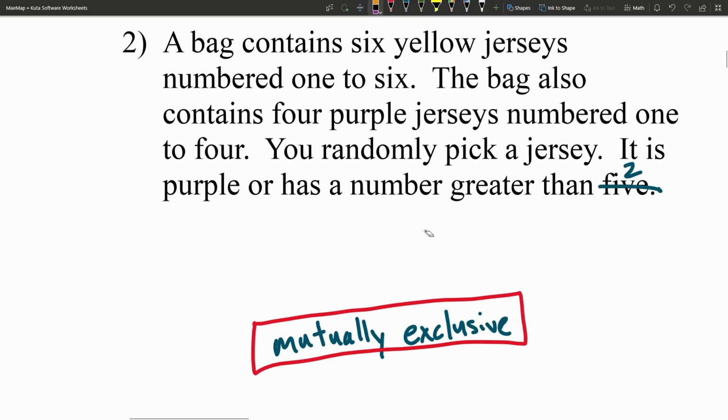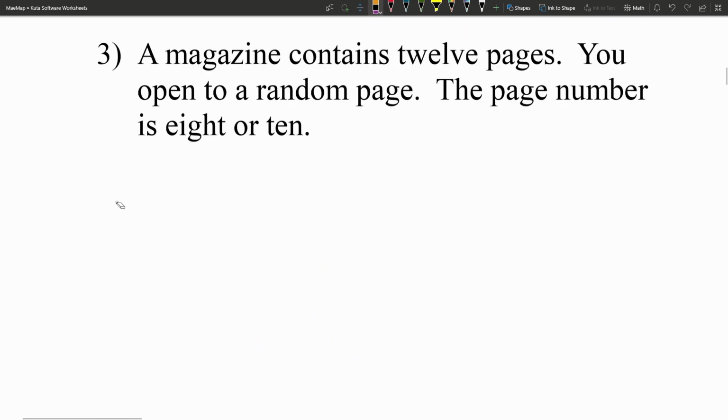Let's move on to number 3. Number 3 says, a magazine contains 12 pages. You open to a random page. The page number is 8 or 10. Well, opening up a magazine, it's either 8 or 10. Those aren't going to occur at the same time. So this is also mutually exclusive.